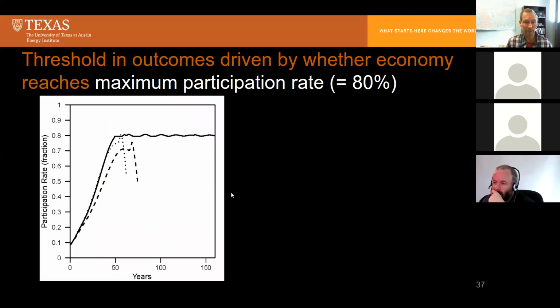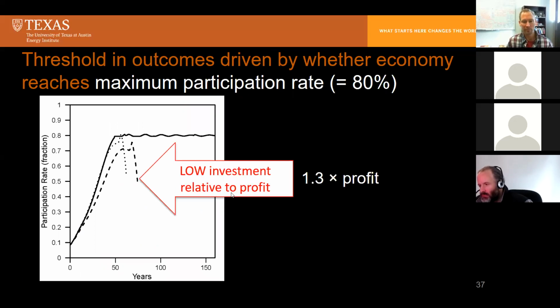So here's a way to try to understand the difference between these two points, and there'll be several slides going into it. This is the participation rate, the fraction of people that are working in the model. If you have a relatively low investment rate, so let's say investment is covering depreciation and is 1.3 times the net profit, then that's this result here with this sort of rapid collapse. It never reaches 80% participation rate.